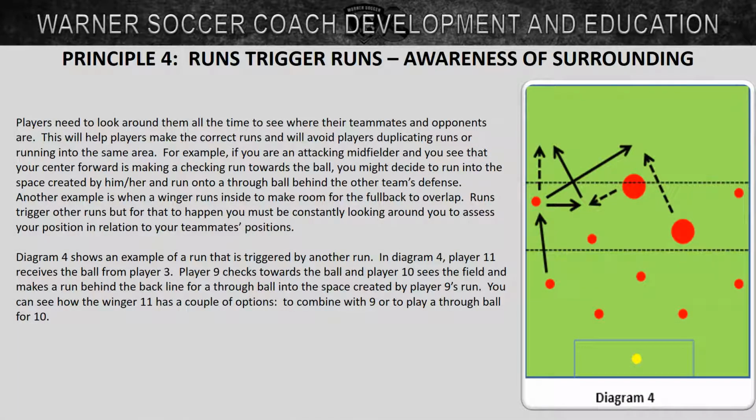So the fourth principle we're going to discuss is runs triggering other runs, or as it's listed here also, awareness of surroundings. Now, one of the things I talk to my players about on my teams is, if at a given moment we can freeze the game and take a look at that picture and say, with where we're at, what do we need to do? Where can we provide support?